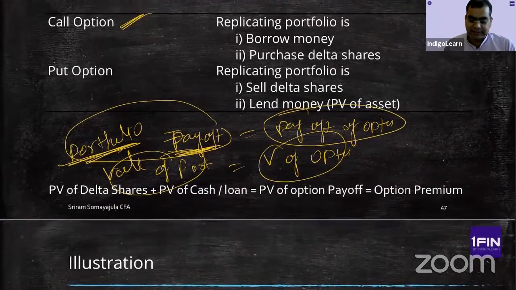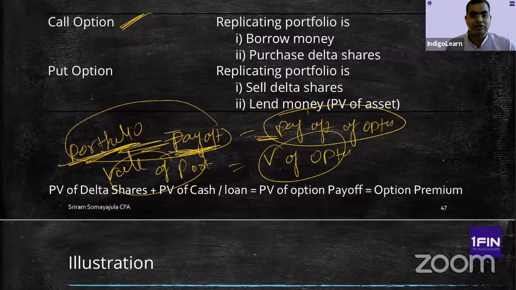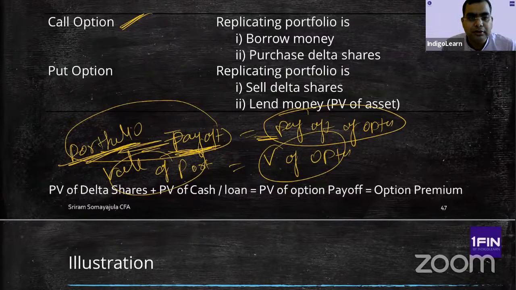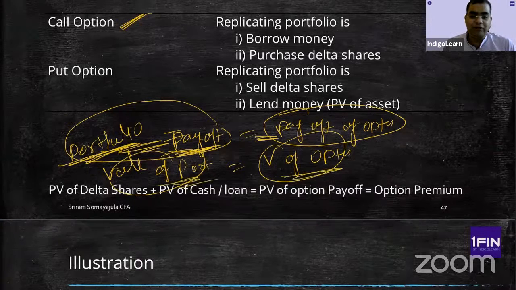So what this basically means is you create a portfolio which mirrors the payoff of the option. So if you were to do that, then the value of the portfolio will be the value of the option. So what is this portfolio that you have to create?